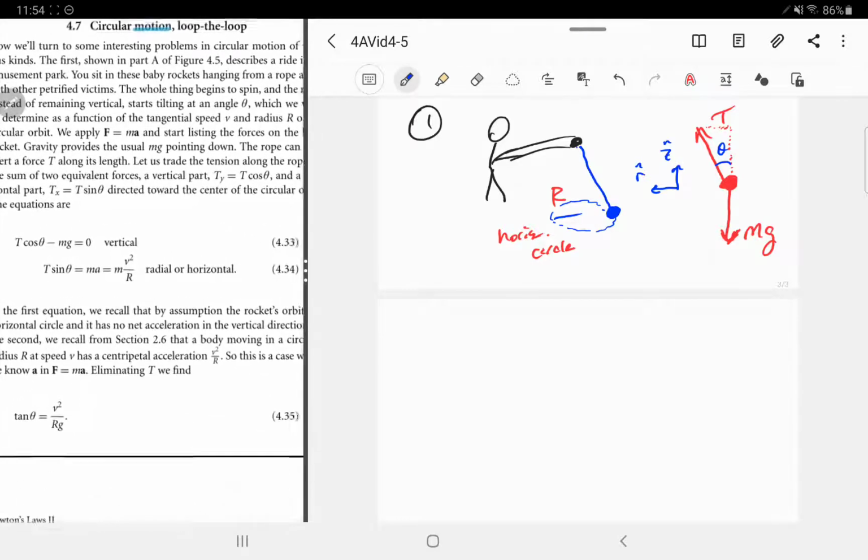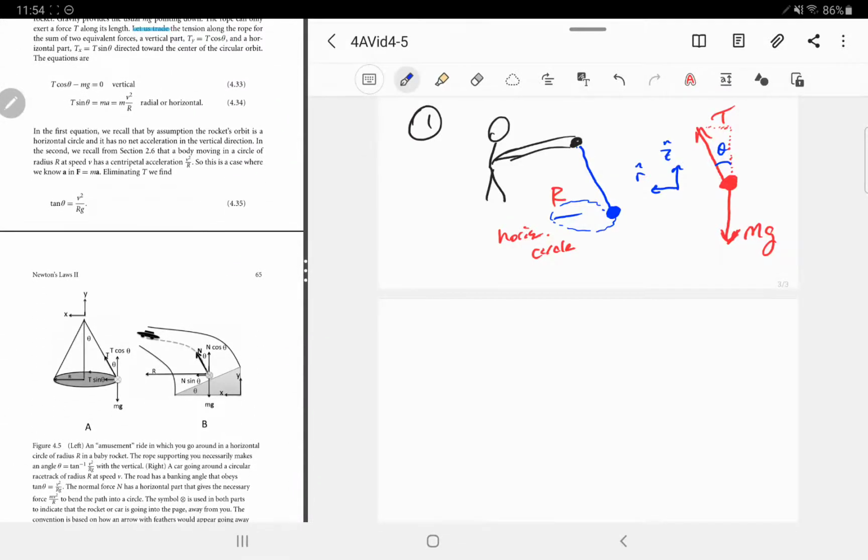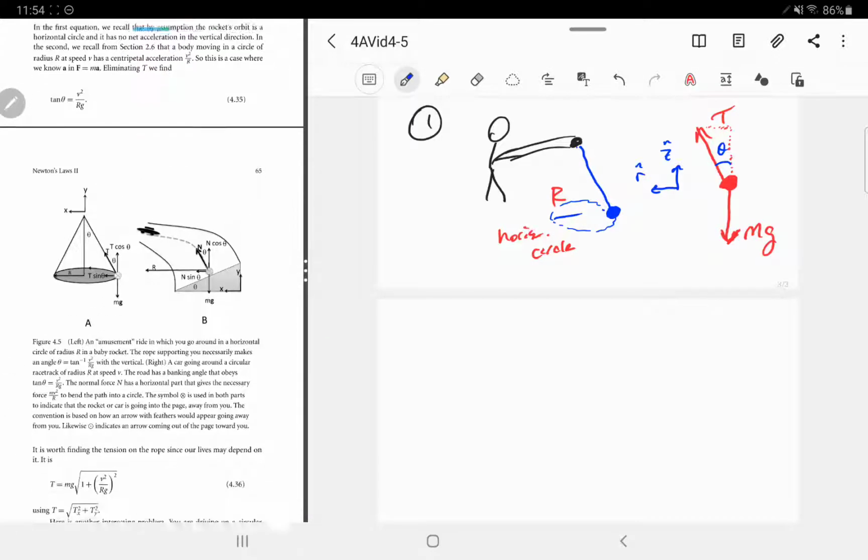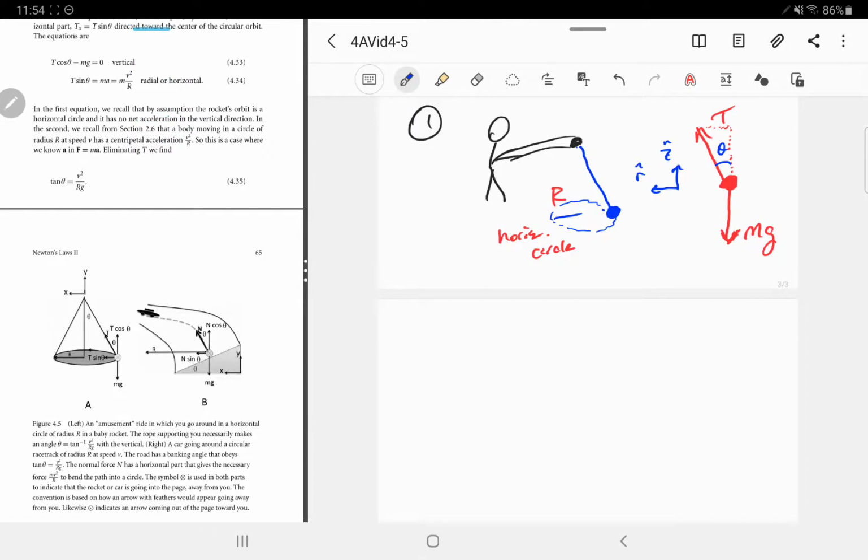So they said all this in words. They didn't draw a picture. Oh yeah, they did, right here. They have A and B for their first two examples.